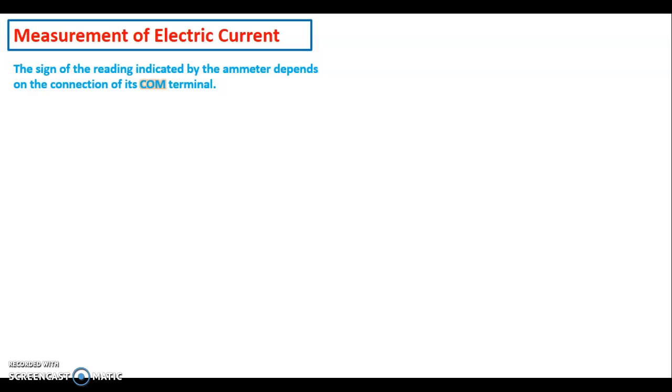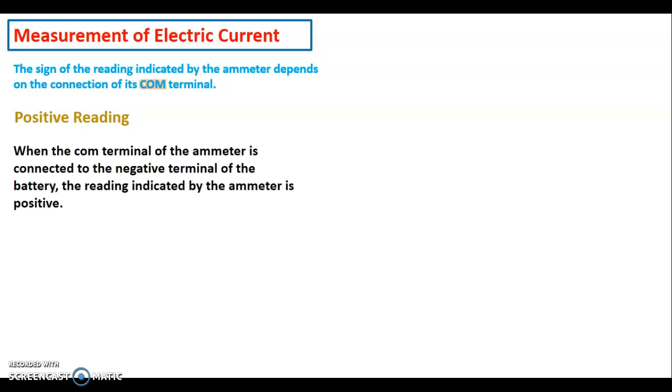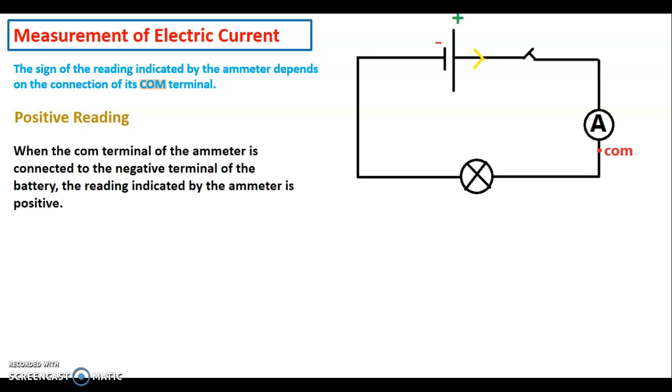Now the sign of the reading indicated by the ammeter depends on the connection of its COM terminal. That's why I mentioned before that it is necessary to show the COM terminal when representing the connections in an electric circuit. So sometimes we may obtain a positive reading. This is when the COM terminal of the ammeter is connected to the negative terminal of the battery. The reading indicated by the ammeter is positive. So as you can see here, the COM terminal is connected from the side of the negative terminal of the battery. Though it's not connected directly, this is not the point here, whether it's connected directly or not, or whether there is an electric component in between them.